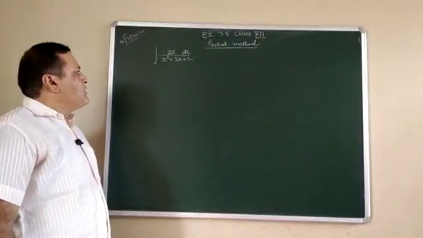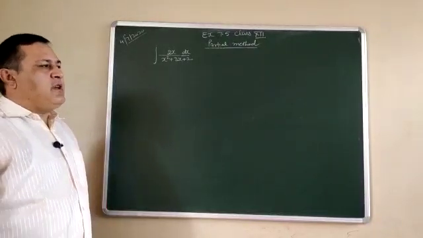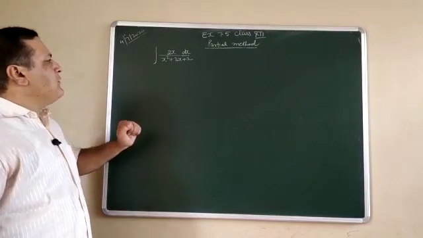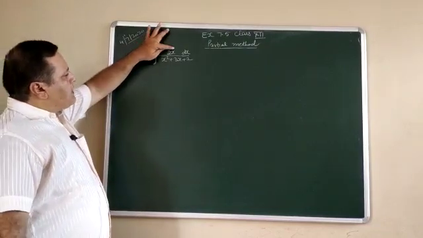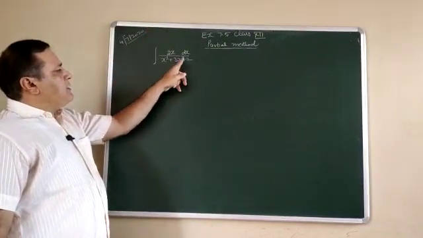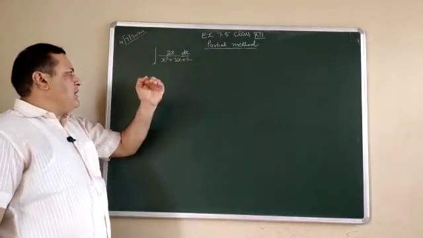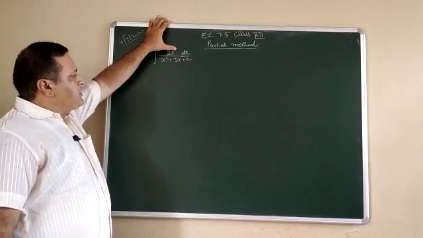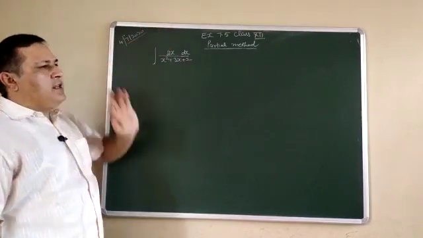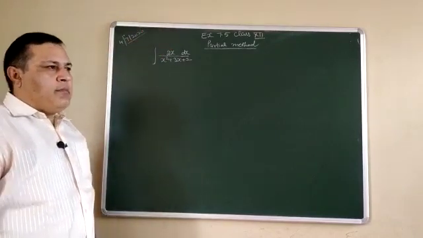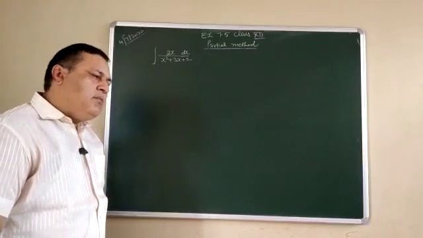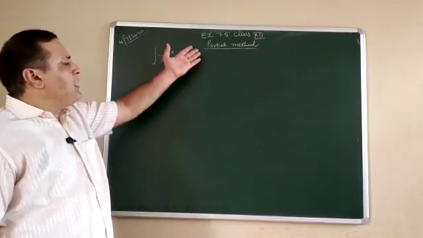Now we shall discuss one more question of the same category. In this question, if you observe, it is 2x upon x square plus 3x plus 2. If you remember the concept of yesterday's exercise, linear function and quadratic function, then this question also can be done by the AB method. But now we are studying the partial method.